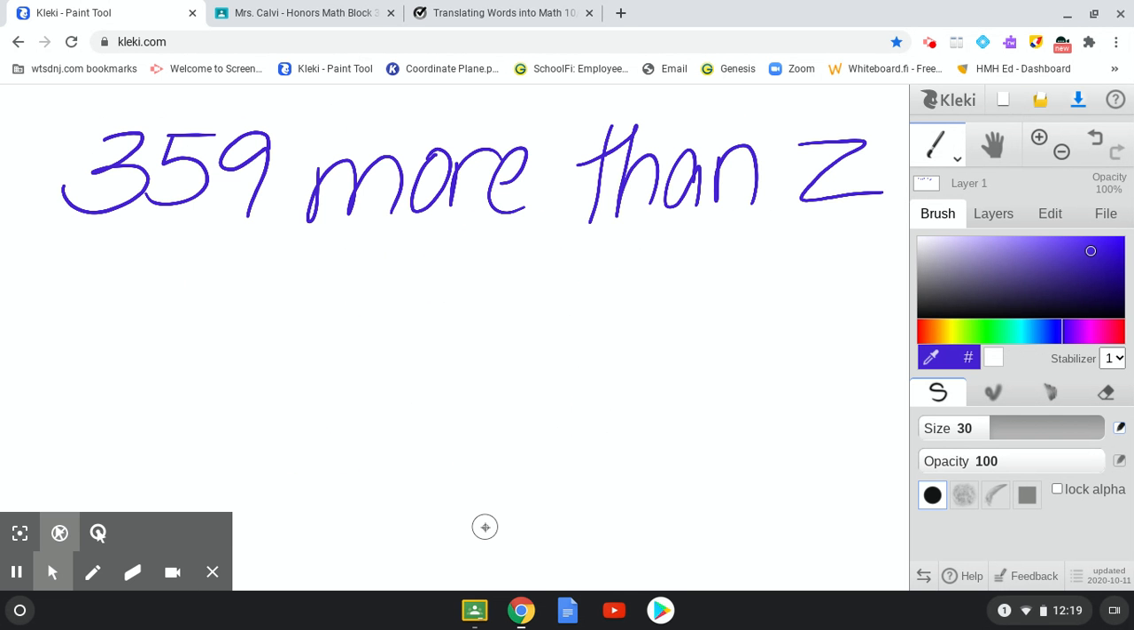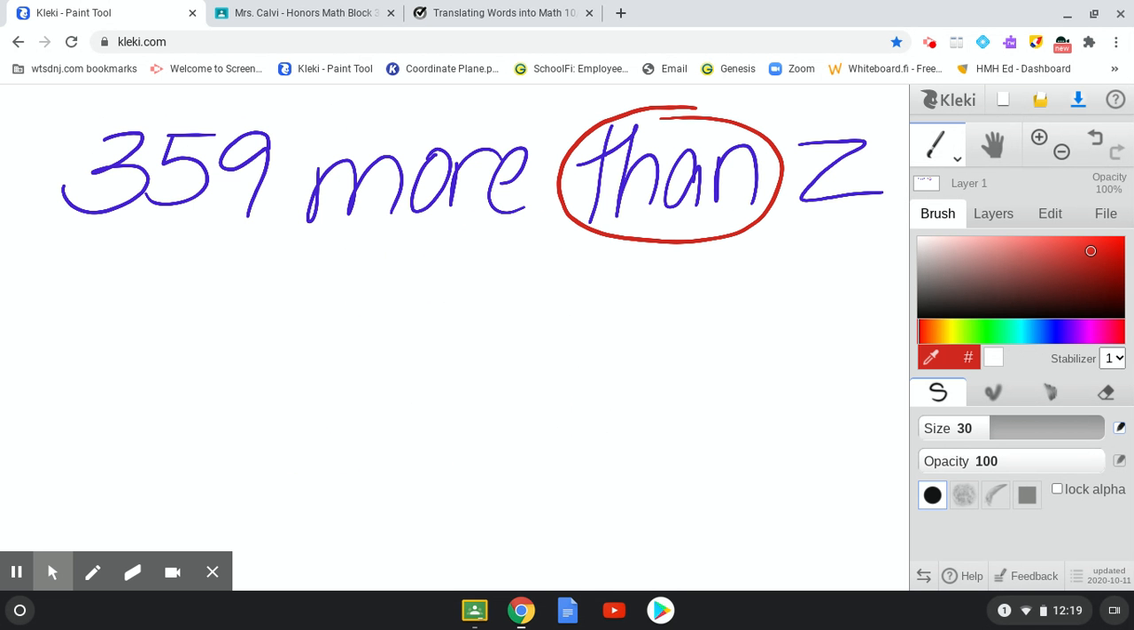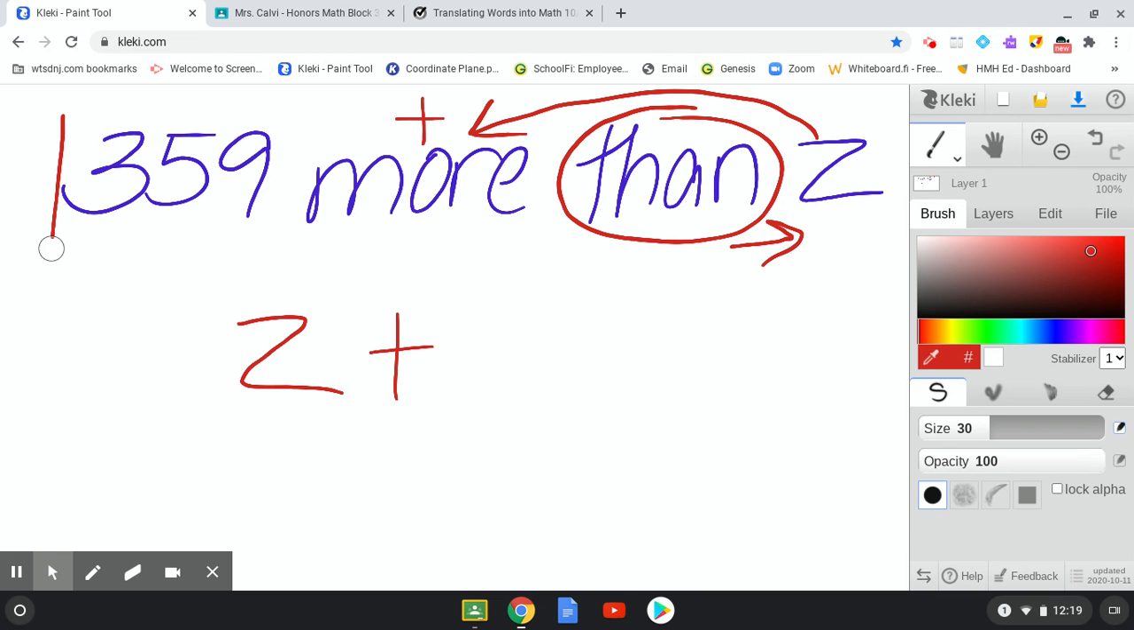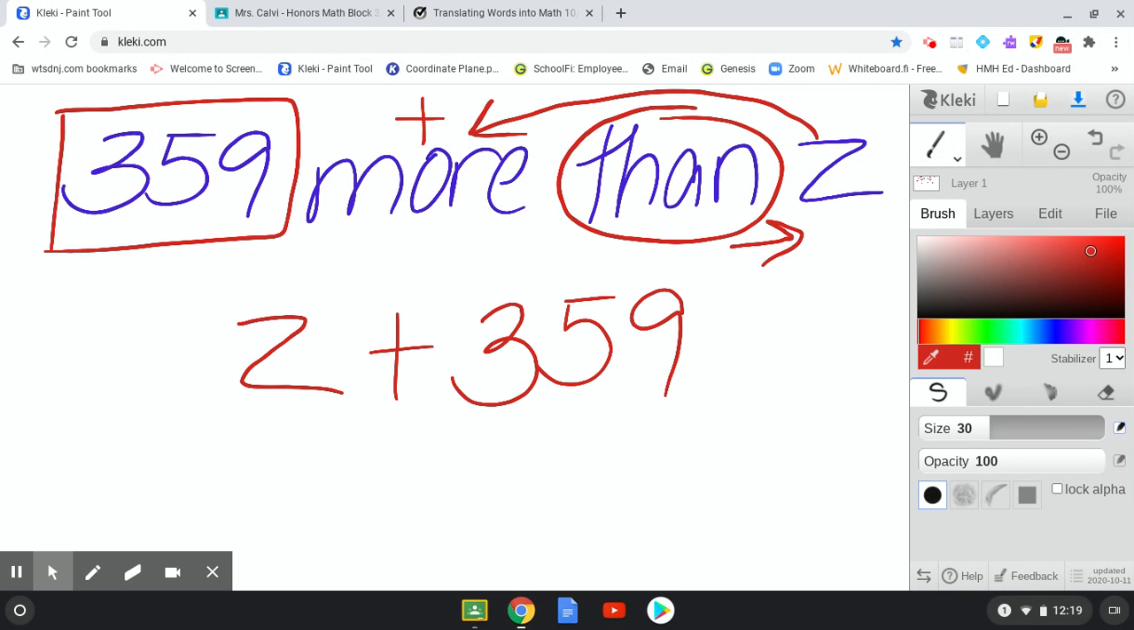All right, here, 359 more than z. Well, I have that word than. So remember, if I have the word than, I want to circle it because I'm going to start writing immediately after. So I'm going to start right after than. I'm starting with a z. I need to go back to what my operational symbol is. Well, I have the word more here, so that means addition. So after my z, I'm going to put in my operational symbol, so z plus, and what else is important? We have the 359, which is important. So 359 more than z is written as z plus 359.